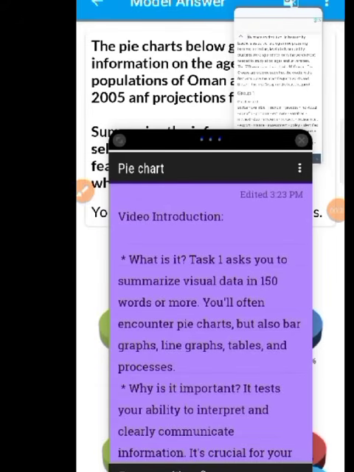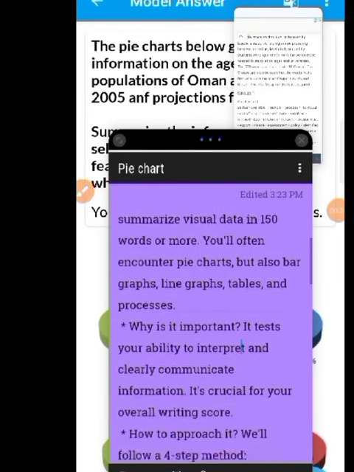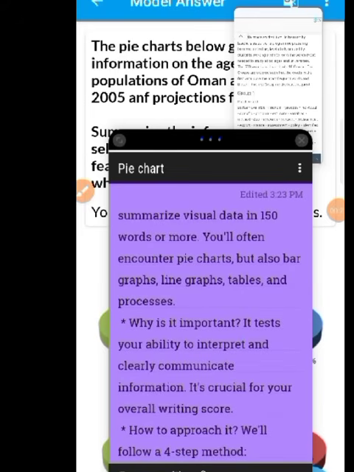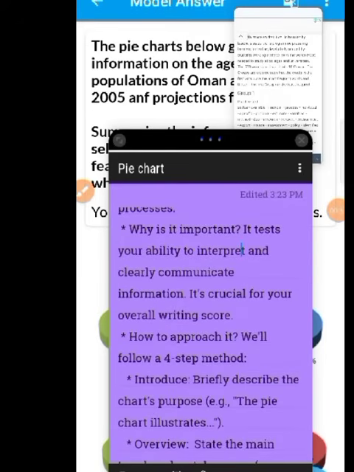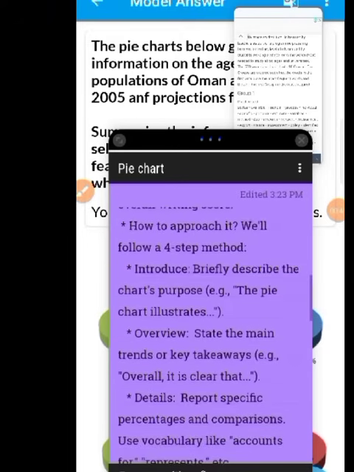What is it? Task 1 asks you to summarize visual data in 150 words or more. You'll often encounter pie charts but also bar graphs, line graphs, tables, and processes. We will do them later. Now, why is it important? Because it tests your ability to interpret and clearly communicate information. It's crucial for your overall writing score.